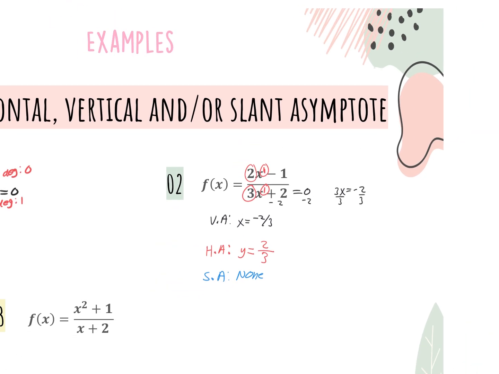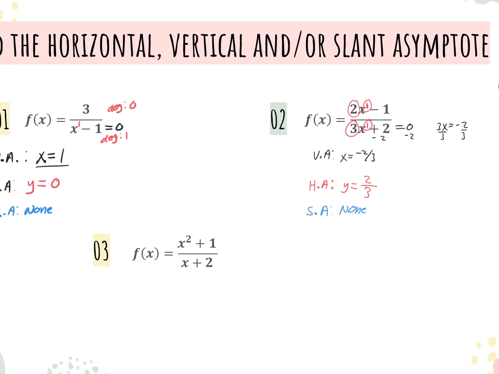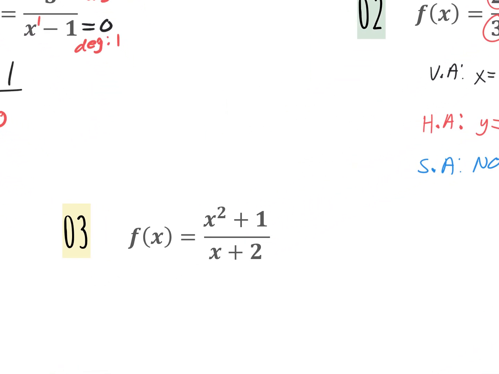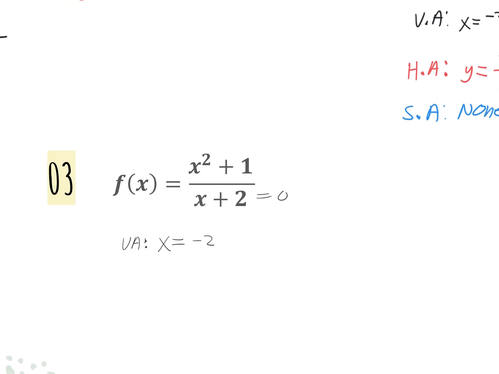Good. All right, let's try the exact same thing with the next one. So hopefully you see it's not too bad. I'm going to start with the vertical. That's the easiest thing to start with. Set the bottom equal to 0, and we get x is negative 2. So I have an imaginary vertical line at x equals negative 2.